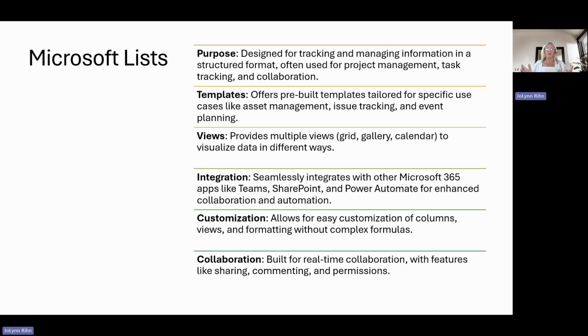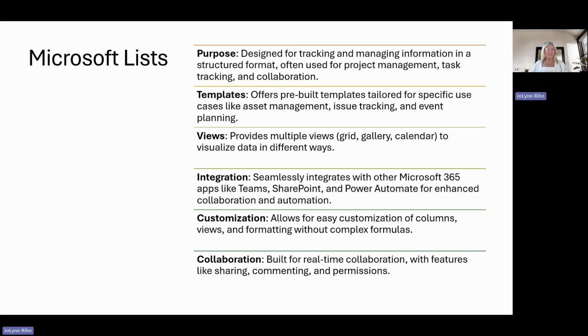One of the big advantages really is templates. I use templates all the time, and you'll see an example of templates here today. Instead of starting from scratch, we can use a pre-built layout like an asset manager or issue tracker, and then customize the list from there. Lists also support multiple views. They have built-in grid, gallery, calendar. So the same data can be viewed differently depending on your scenario, what really works best for your information and what you need to see at any given time.